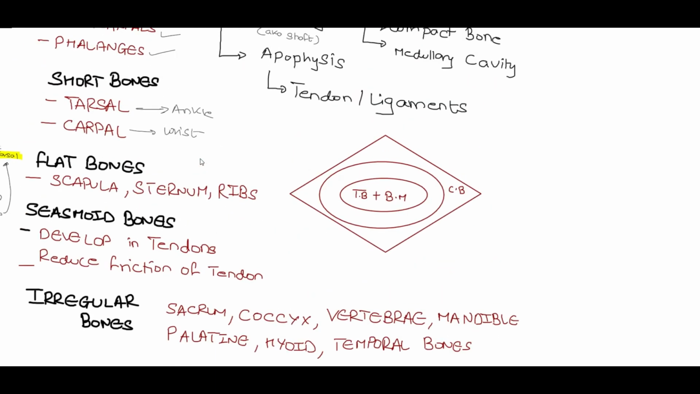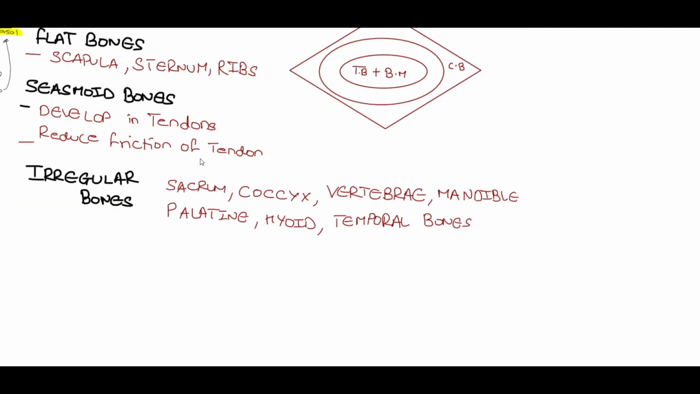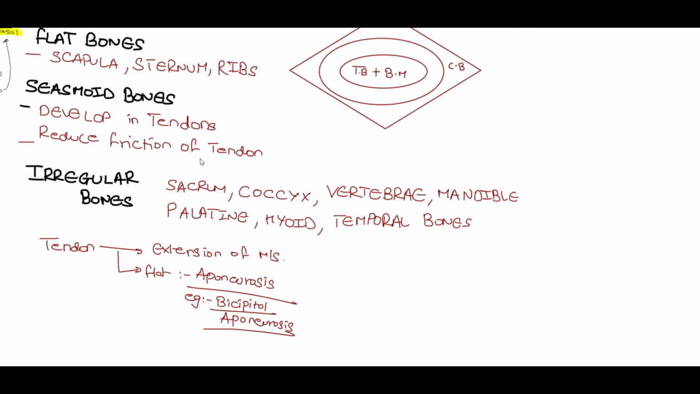Then we have the flat bones. The flat bones comprise the scapula, the sternum and the ribs. Then we have the sesamoid bones, which are enclosed in the tendons, and the term tendon means it is an extension of muscle, and a flat tendon is known as the aponeurosis, the famous example being the bicipital aponeurosis. The last category which we have here is the irregular bones.